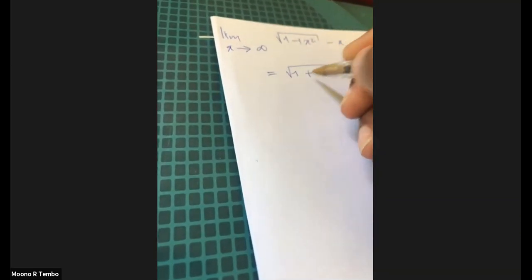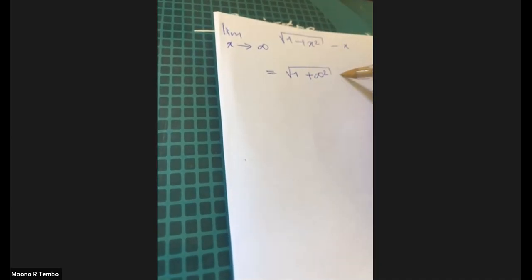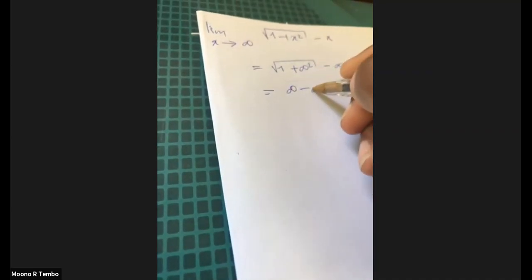Okay, so let me solve this third one so I can do the other one using the other method. So we have the limit as x approaches infinity of the square root of 1 plus x squared minus x. Just as usual, the first thing you have to do is replace x with infinity. So you get the square root of 1 plus infinity squared minus infinity. When you solve here, you get infinity over infinity.